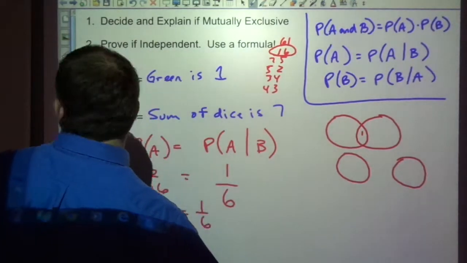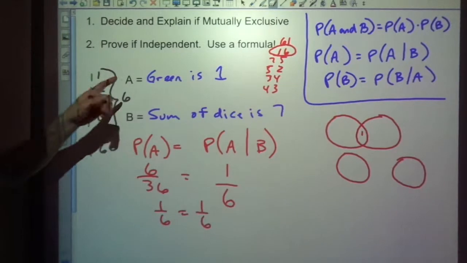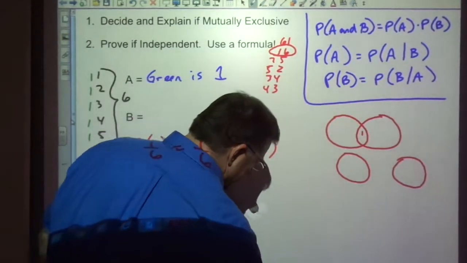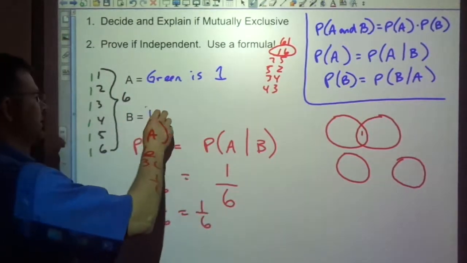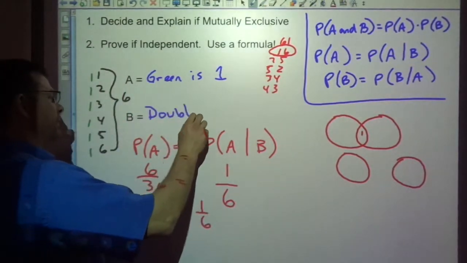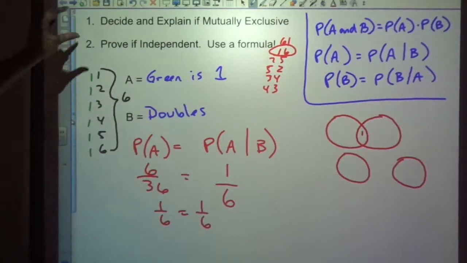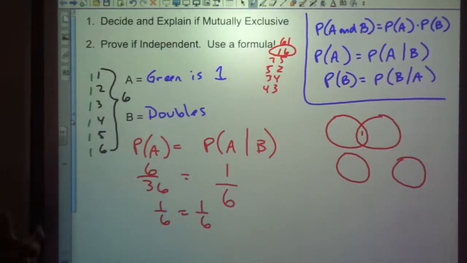Okay? Problem number 4. We're going to keep this green die as 1, but we're going to change event B. Let's say event B is the event that we get doubles. Okay, pause the video. Try problem number 4. Answer both of these questions. Go.